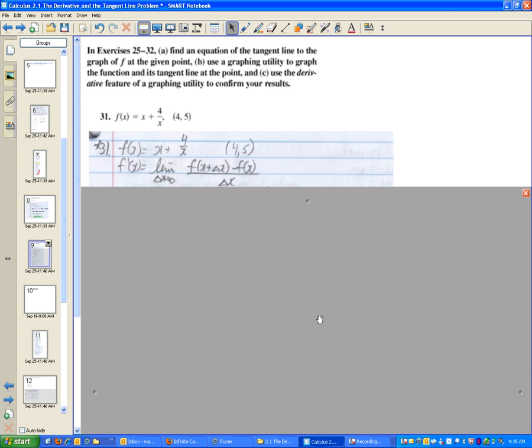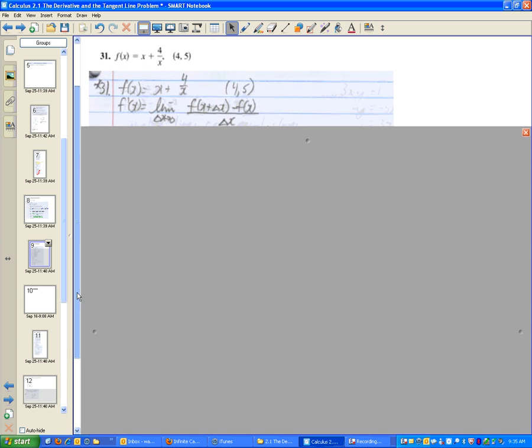So 4, 5 is on the graph. It will be the point of tangency. So that's where the tangent line goes. So our first order of business is to find the derivative, because the derivative is the slope of the tangent line. All right? So you need to remember, I mean, this is calculus. When in doubt, find the derivative. It won't always be the right thing to do, but it's a pretty good guess, isn't it? So we find the derivative.